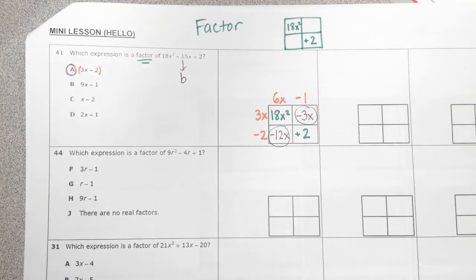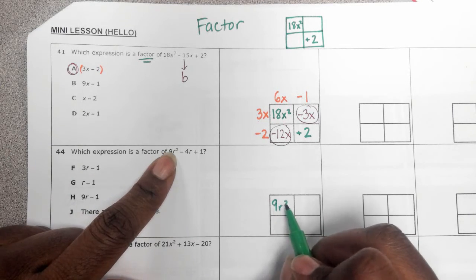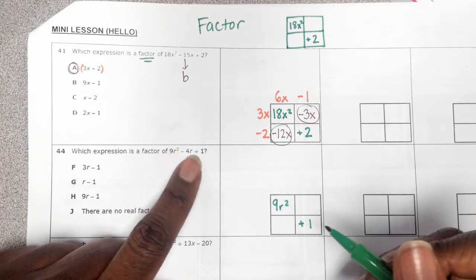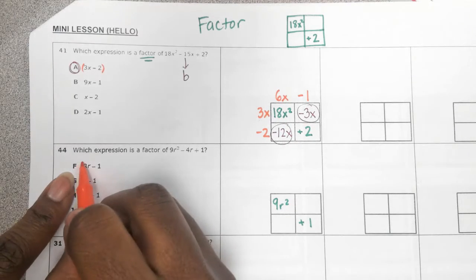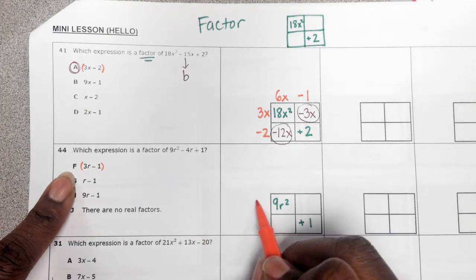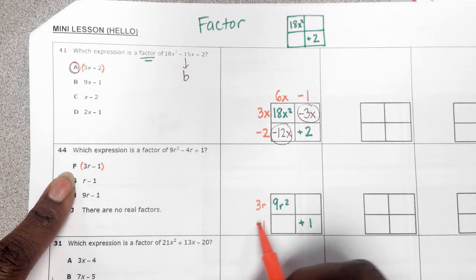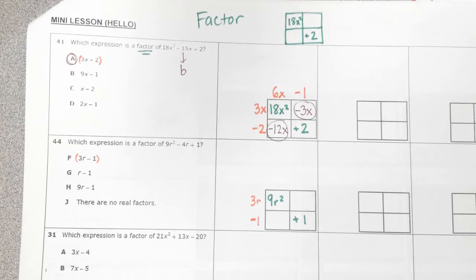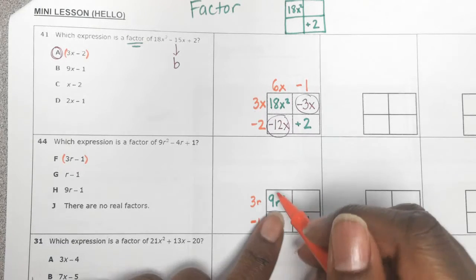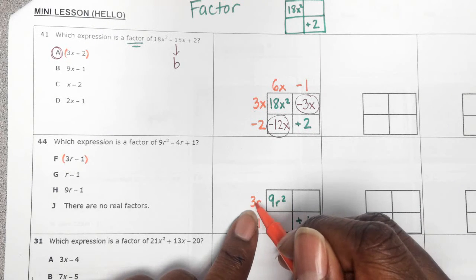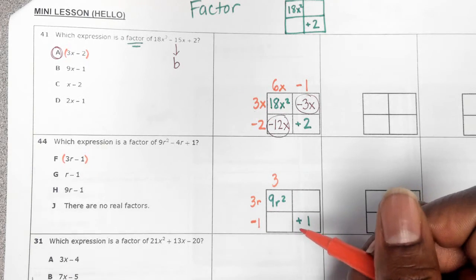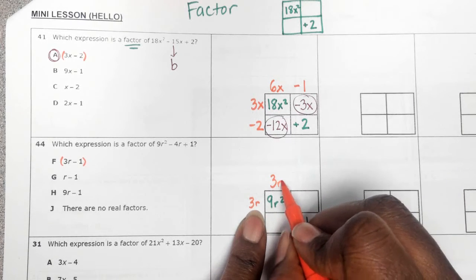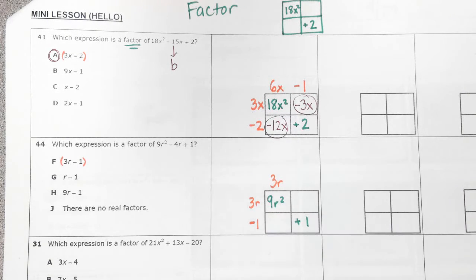So let's try it again. Going to start off with a 9r squared and then plus 1. Those are the only two things I can fill in now. And now I'm going to try to see if F is my answer. So that's 3r minus 1. If you're working backwards, we need to do 9 divided by 3, which gives us 3. And if we got one r here, we're missing an r. R times r is r squared.